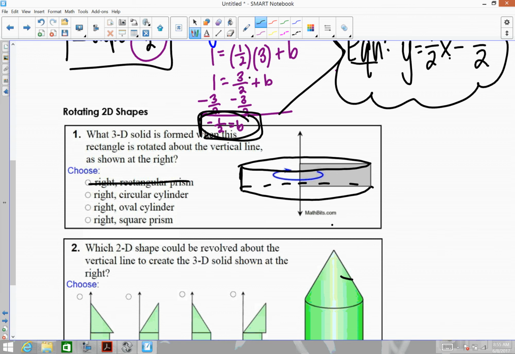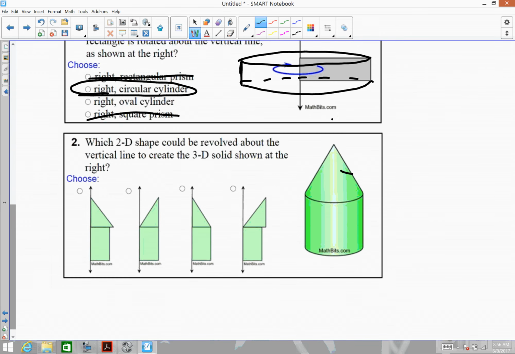Not going to be a rectangular prism because that has lines. An oval cylinder would mean that wouldn't work because that would mean your radius isn't the same to create an oval. And in this case, it's the same that's rotating. And then you're not ever going to have anything that's square. So it's going to be a right circular cylinder. Right just means, again, perpendicular to the base.